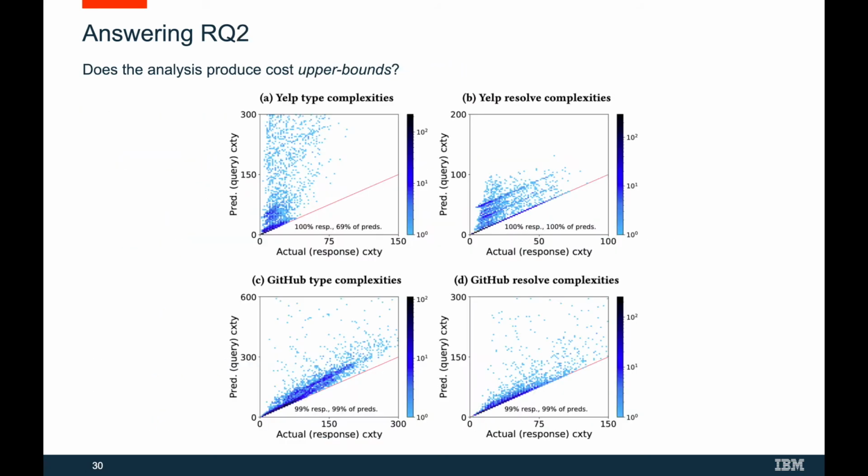The second research question is, does the analysis produce cost upper bounds? We present 4 charts plotting the predicted Yelp and GitHub type and resolve complexities against the actual values. The red line represents when the predicted complexity matches the actual complexity, in other words, a perfect prediction. Points above the red line are overestimations, while points below are underestimations. As you can see, we have no underestimations. Additionally, most points cluster near the red line. Chart A has the most overestimation, but overestimation can be mitigated, which we discussed in the paper. In any case, we can conclude that the analysis does produce upper bounds.